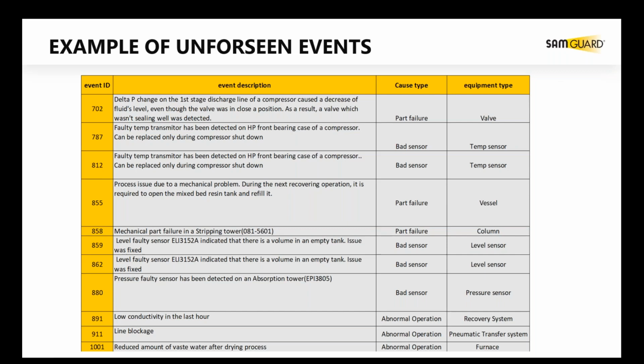Okay, and again, from another customer, just a list of things that were collected over a specific period, and you can see it may be part failure with the valve, it may be just a sensor that is suddenly faulty, it may be some kind of mechanical problem with another vessel, or it may be problems with the process. Suddenly we have low conductivity, or suddenly we have a blockage. We never had blockage there, but suddenly we do have a blockage, and we need to address it. And this is the daily things that are happening in the plant. And this is what we refer to when we're talking about the unforeseen events that we're trying to prevent.